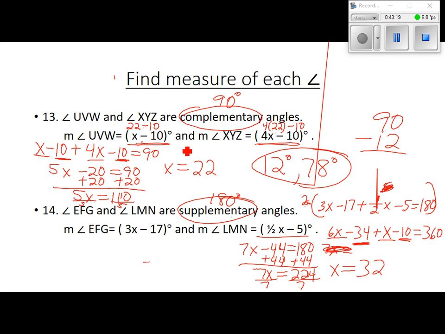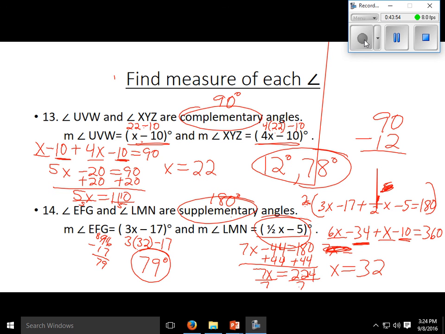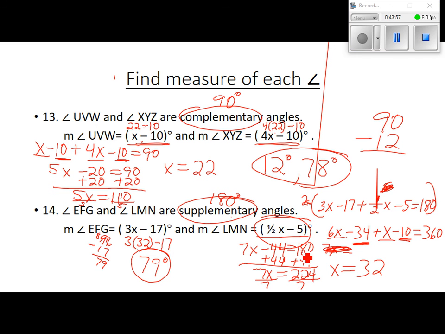I'm just going to take that and plug it back in, right here. 3 times 32 minus 17. 3 times 32 is 96. 96 minus 17, that's 79, so that angle is 79 degrees. Sorry, I messed up back here. This shouldn't be 180 right here. I wrote it down wrong. That should be 360 because we multiplied it by 2.